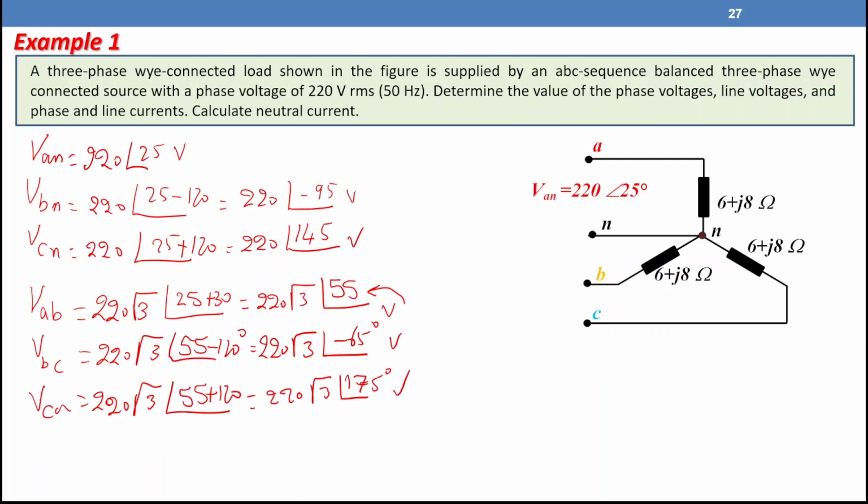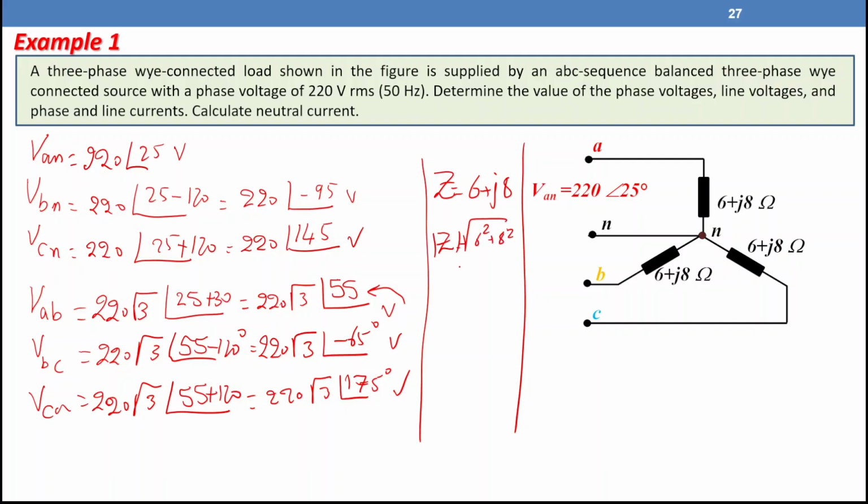Volt, volt, volt. So we need to calculate the current, so we are going to calculate the impedance. So what is the impedance? Z equals 6 plus j8. So the amplitude of Z will be root of 6 squared plus 8 squared. That one will give you 10. So what's the angle of the impedance? So phi equals tan inverse 8 over 6. Using your calculator, and don't forget the brackets, phi equals 53.13 degrees. So that one is phi.